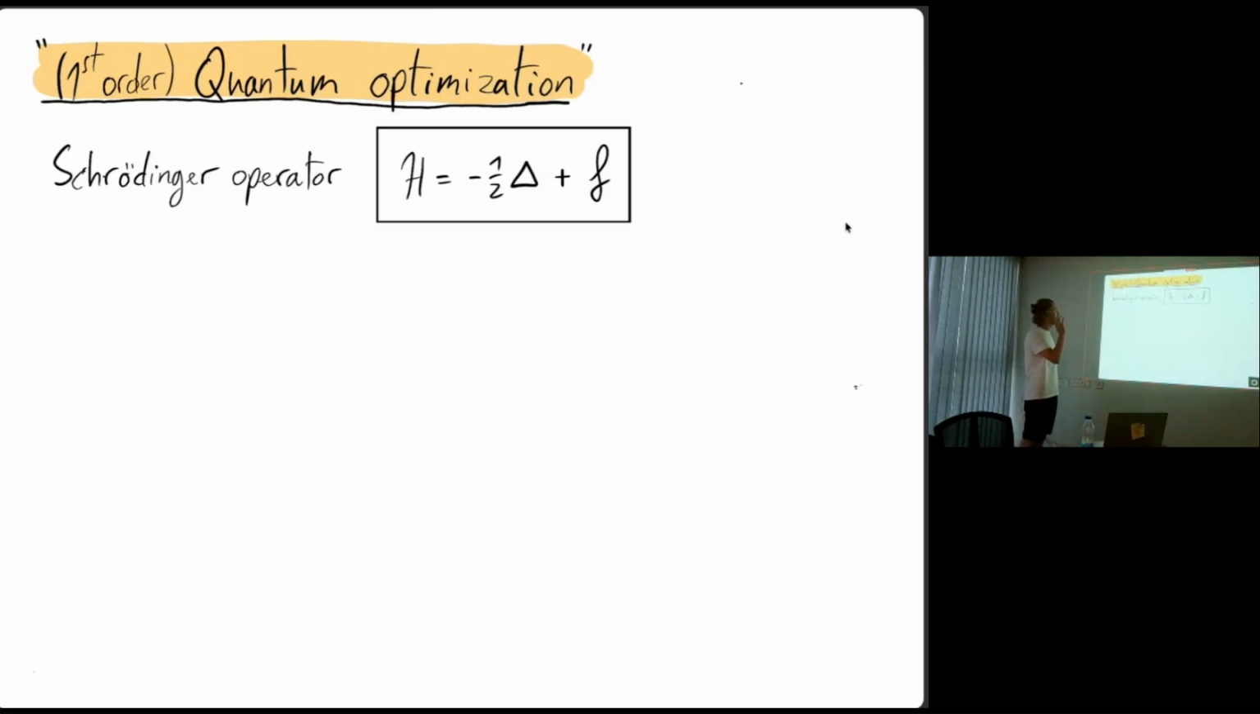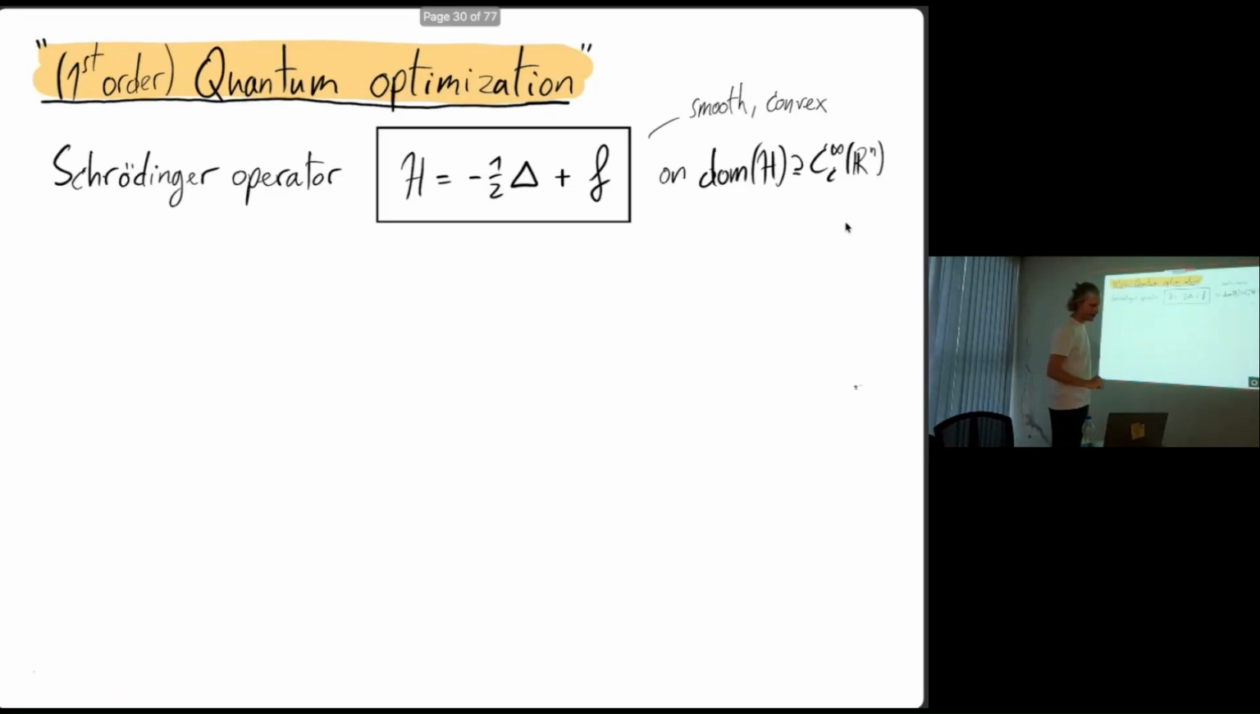Okay, so this is nothing new, right? We're just looking at the Schrödinger operator H, which is minus 1/2 the Laplacian plus the function f. Okay, this is just the usual Schrödinger operator. We're going to assume that f is a smooth and convex function here, and let's not go into domain issues, but let's assume that at least all compactly supported smooth functions are in the domain of H. Okay. You can always think about compactly supported functions.